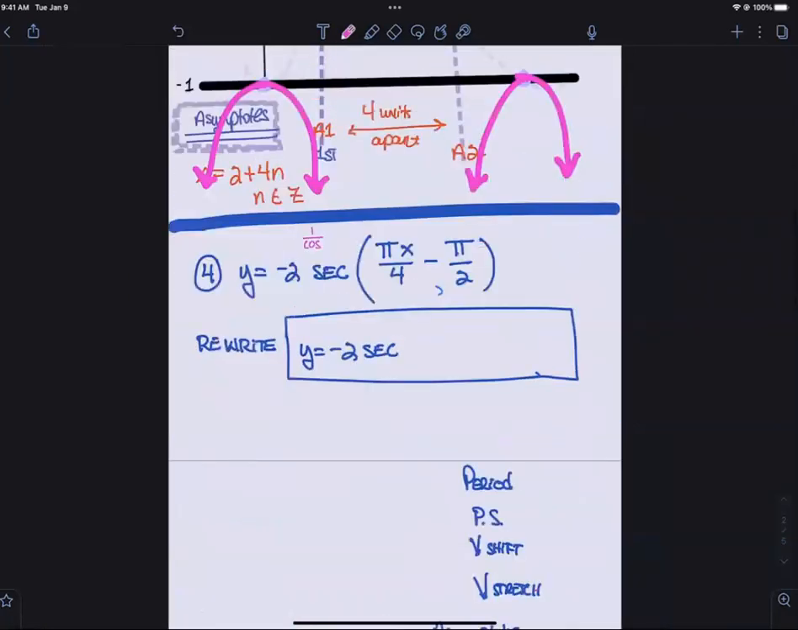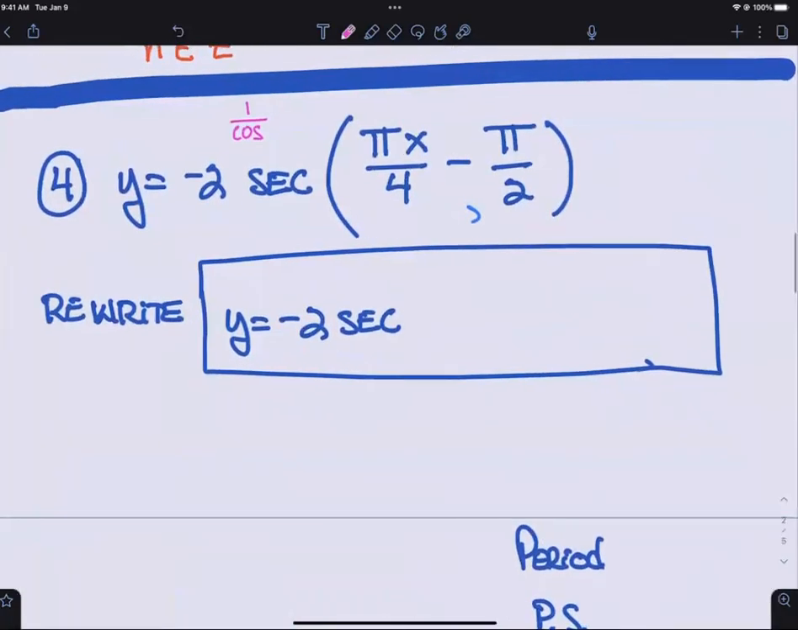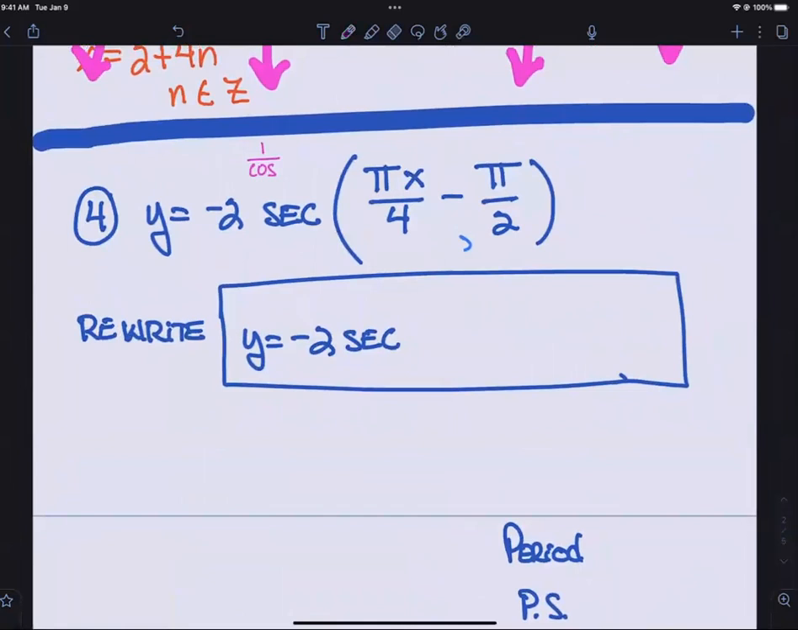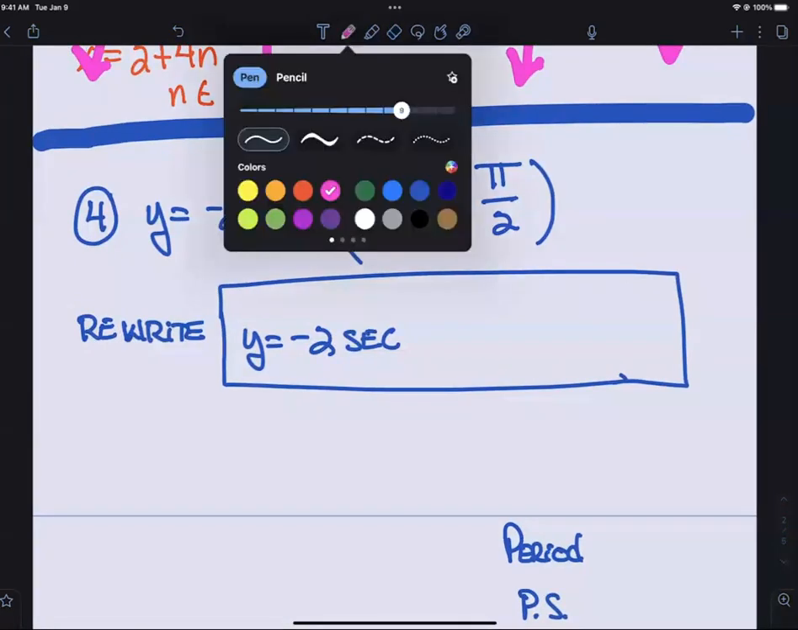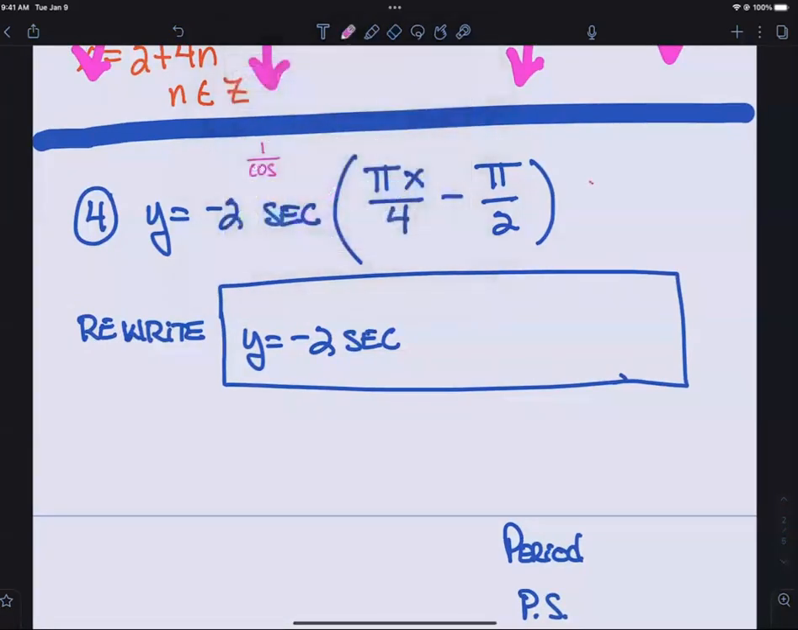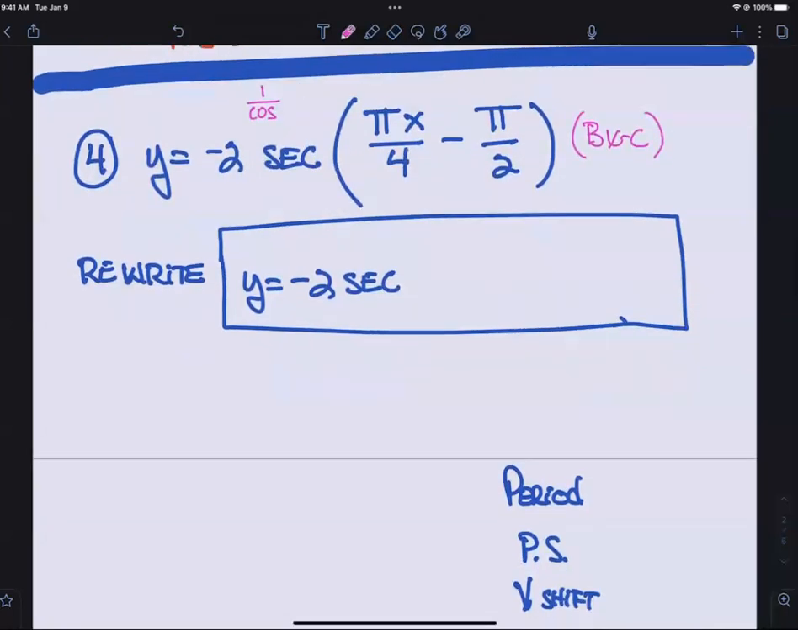Okay, moving on, number 4. Okay, so number 4, let's see, I noticed that this is a 1 over cosine once again, and I'm also noticing that this is given in that bx minus c form, so I'll have to deal with that in a minute. So let's go through the little process.